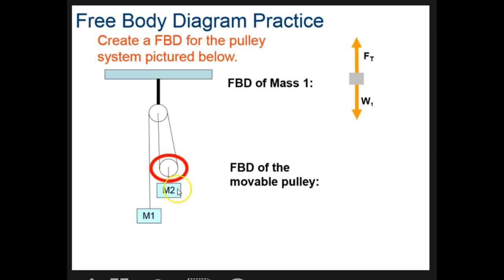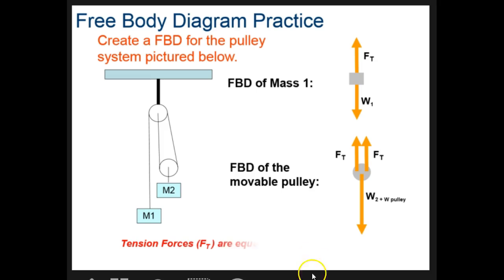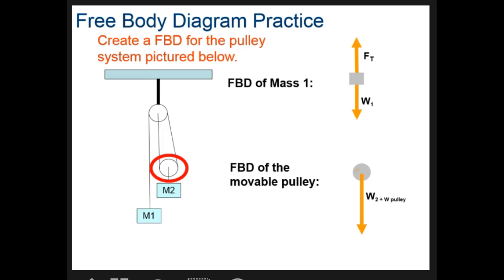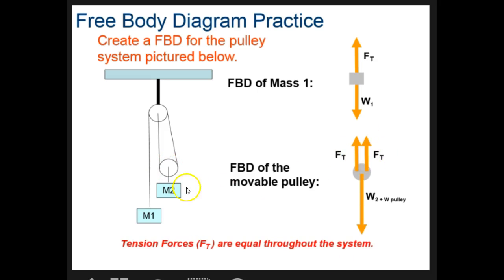Now we're going to do the free body diagram of this pulley right here. What's acting on this pulley? Well, there's our pulley drawn. We have the weight of mass 2 plus the weight of the pulley pulling down on this one. And then we have the tension on both of those sides going up. Tension here and tension there. Notice that if I have one single cable attached to all this, the tension is the same everywhere in that cable.